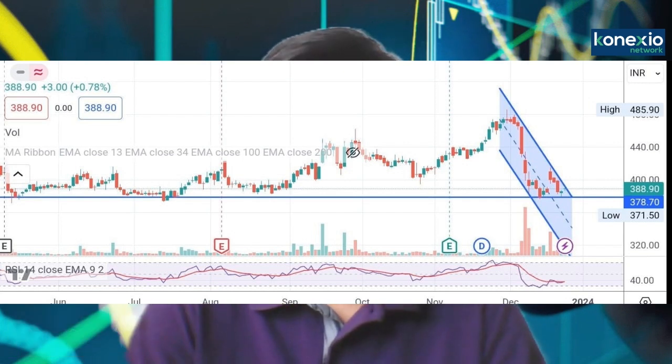Again, I would like to repeat, this is a suggestion for high risk investors and traders. So definitely one should try it with strict stop losses, and once this stock breaks this particular resistance trend line, then we might see the stock inching towards the level of 434 in short to medium term.